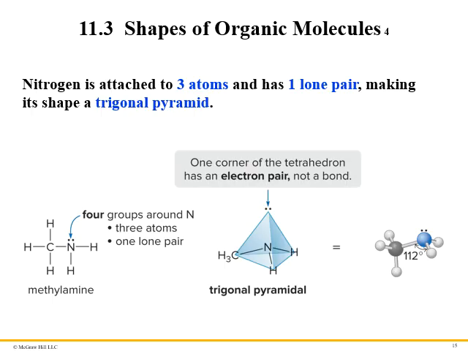Nitrogen is attached to 3 atoms and has 1 lone pair, making its shape trigonal pyramidal. So it's a triangle, but it's not flat. It's actually in the shape of a pyramid. So 3 bonds, you can see forming kind of like that triangle. And then this lone pair sort of pushes everybody else down, giving that pyramidal shape.